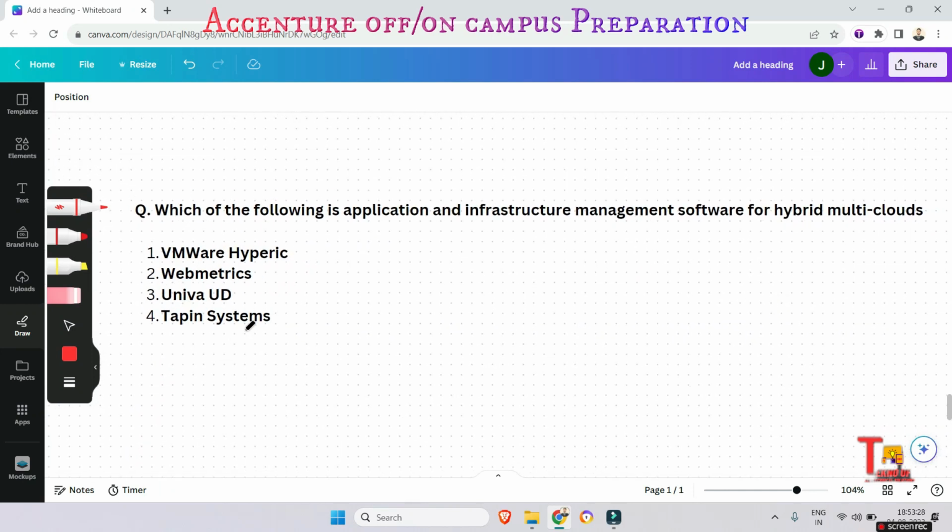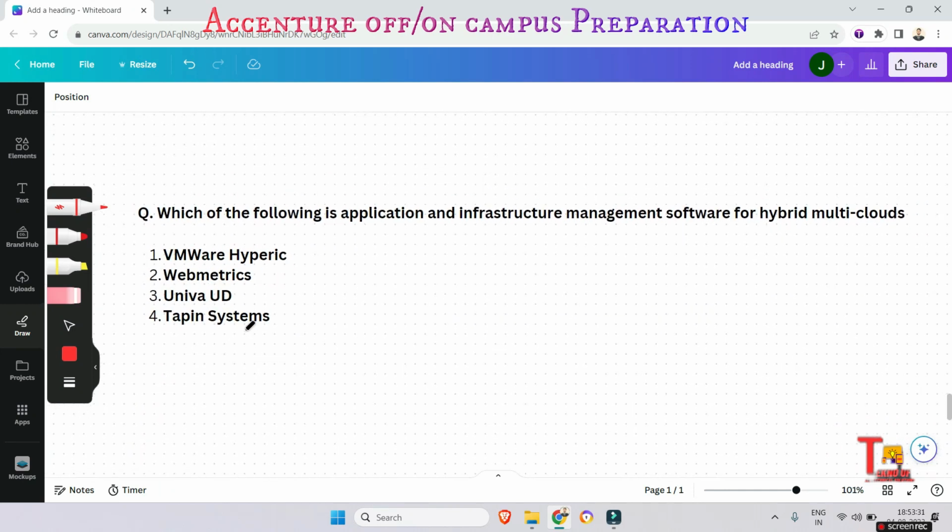Which of the following is an application and infrastructure management software for hybrid multi-clouds? VMware Hyperic, WebMetrics, Univa UD, or Tapin Systems? The answer will be Univa UD, because Univa UD combines single cloud tools like VMware Hyperic and WebMetrics to develop a multi-cloud. And Tapin Systems is actually a provisioning and management service. So the answer will be Univa UD.